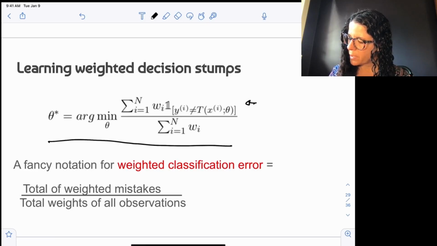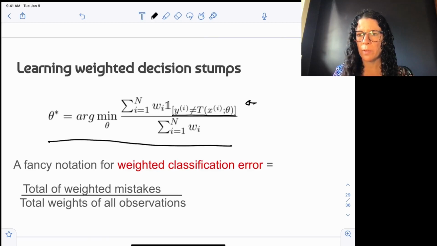If you parse this equation here, this is going to be 1 when the tree is misclassifying this example. So what this fancy notation is saying is I'm going to add w_i when the tree misclassifies my example, and I'm going to divide by the total of weights. So the top part is the sum of weights of the misclassified examples, and that's my weighted classification error. So instead of using a regular classification error, I'm going to use a weighted version for working with AdaBoost.